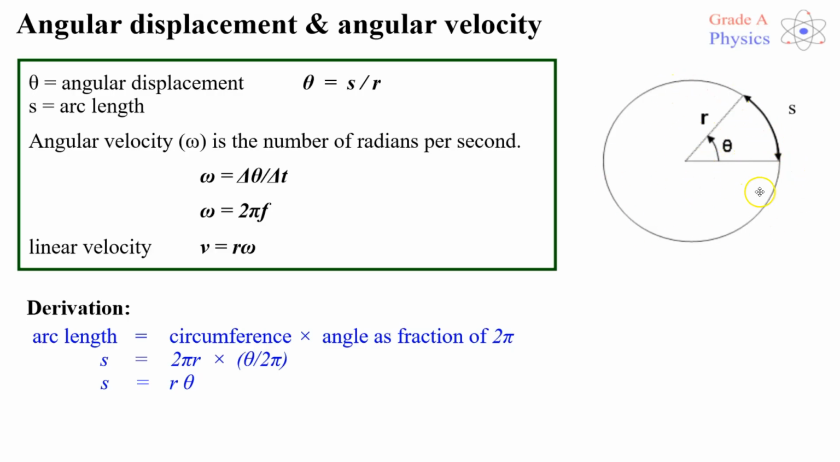So s divided by the total circumference, which is 2 pi r, will be the same as theta divided by 2 pi. So if we work out the arc length, that will be the circumference multiplied by this angle as a fraction of 2 pi, so theta over 2 pi multiplied by 2 pi r. 2 pi is going to cancel, and we have r times theta. So we can derive this. That might be useful, but most specifications would not insist that you do that.